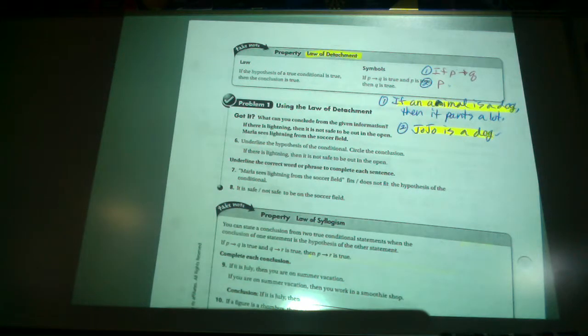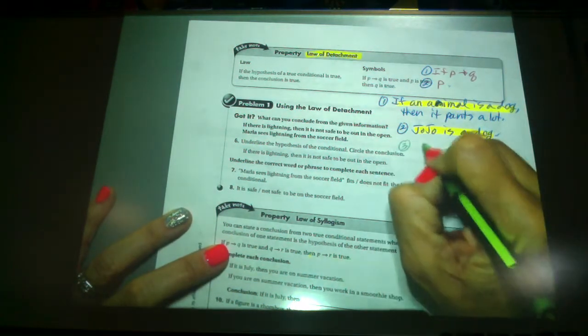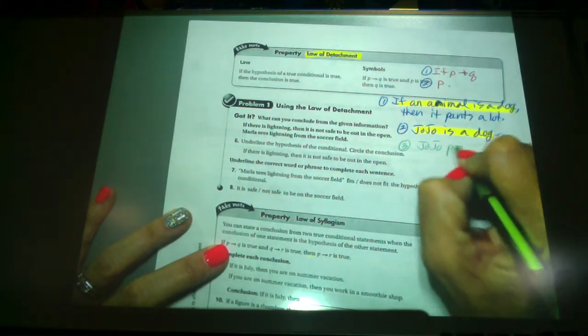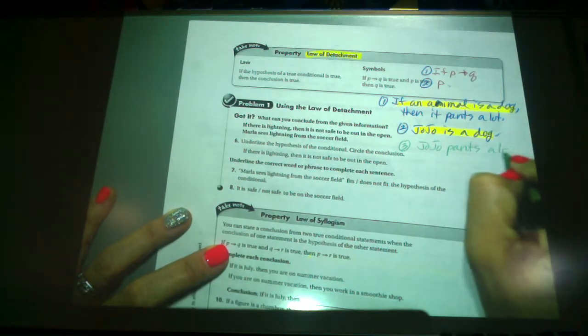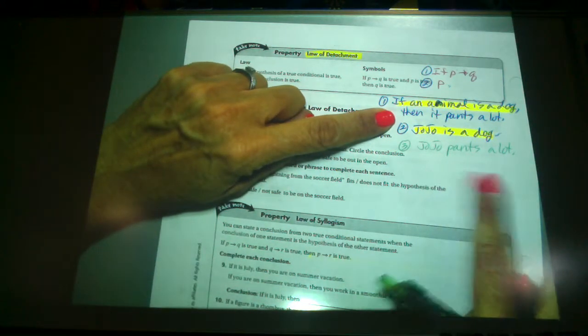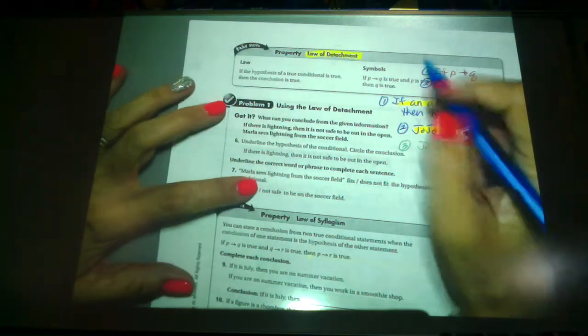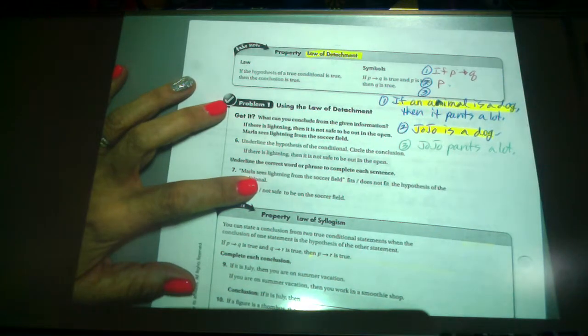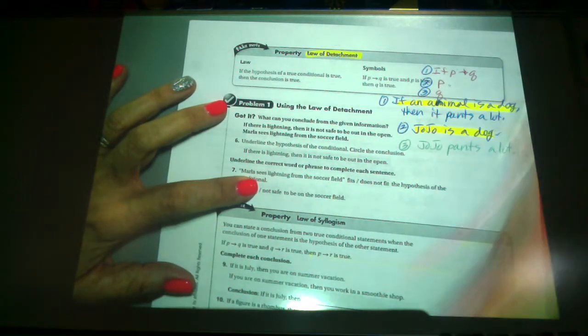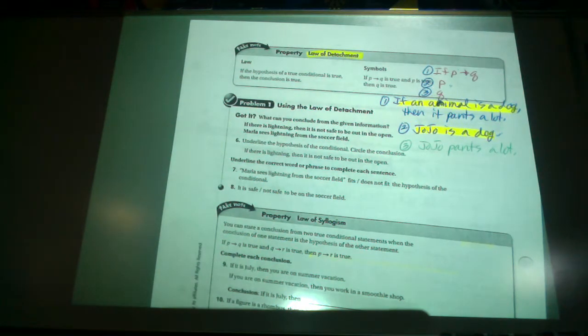What would your conclusion then be? There you go. Jojo pants a lot. So the conclusion mirrors the original conclusion, but again, it's specific. It names Jojo in it again. So your third statement for your law of detachment, statement 3, is going to be Q. Now they're not going to list the statements out 1, 2, and 3. They're going to list them in paragraph style format. Just put them all together.